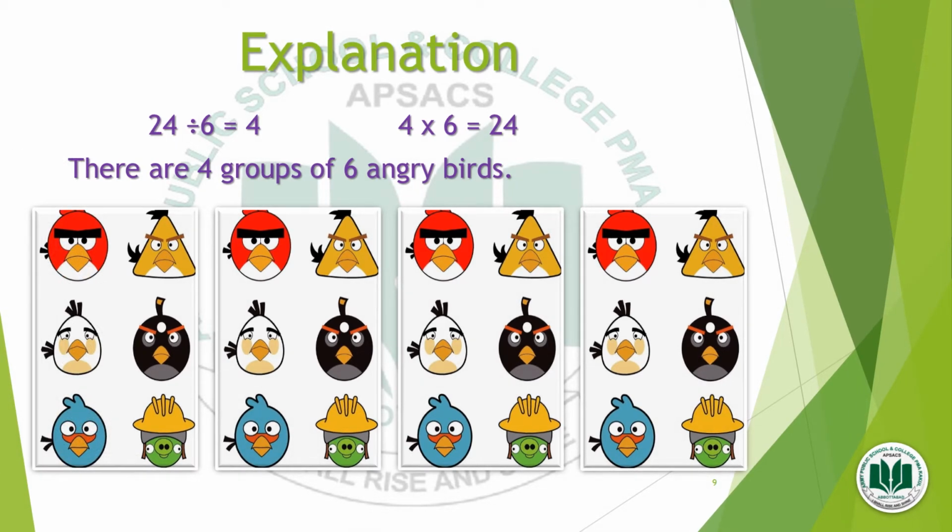Then we can see that 24 divided by 6 is equal to 4. And 4 6s are 24. That is, we can make a family of multiplication and division facts. So, there are 4 groups of 6 angry birds. And in this way, we divide 24 angry birds into groups of 6 and we get 4 groups of 6.